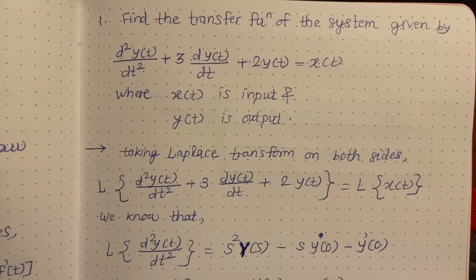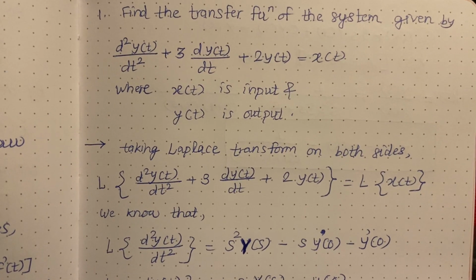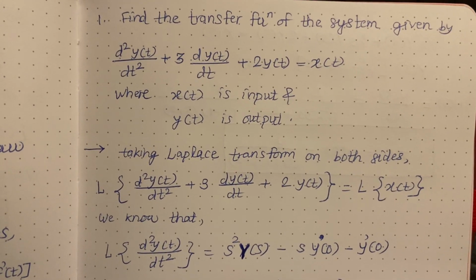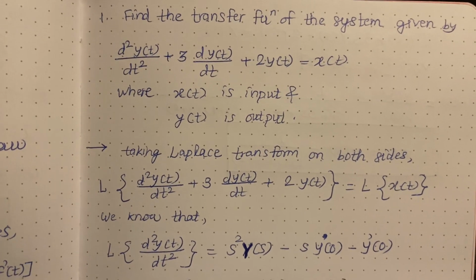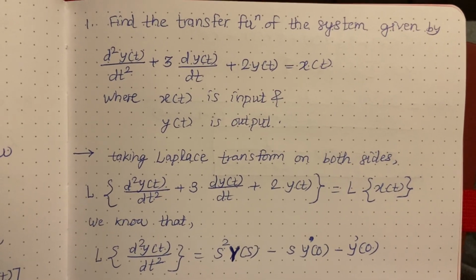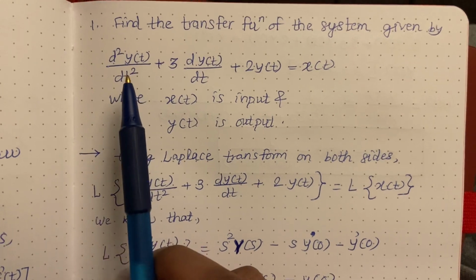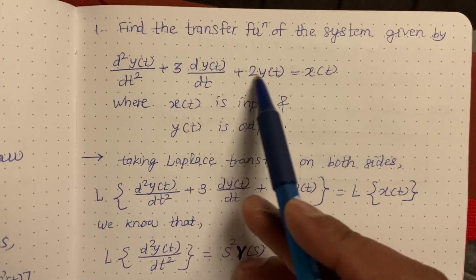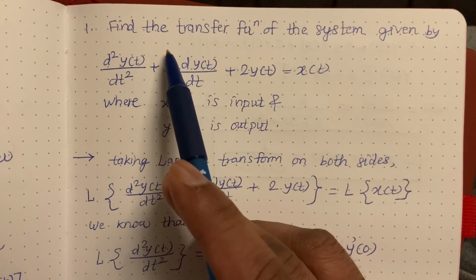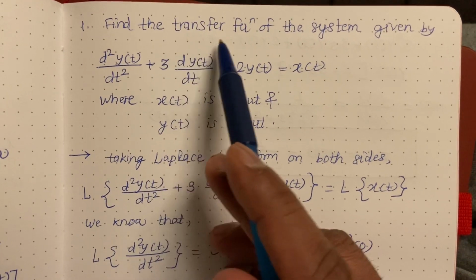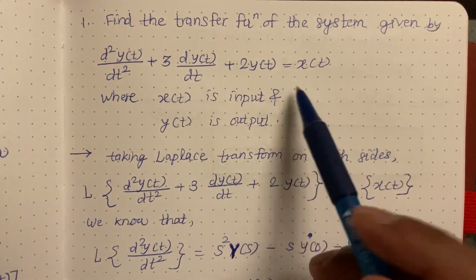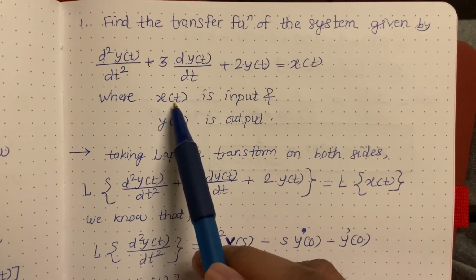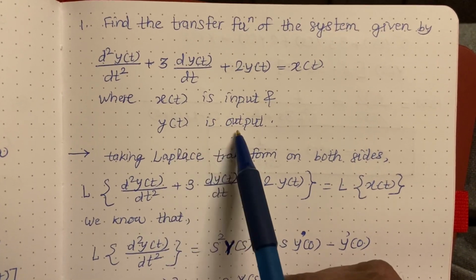Today we are going to study how to find a transfer function when we are given a system's equation. As you see in this example, we have a system like this, and we have been asked to find the transfer function of the system. Here x of t is the input and y of t is the output.